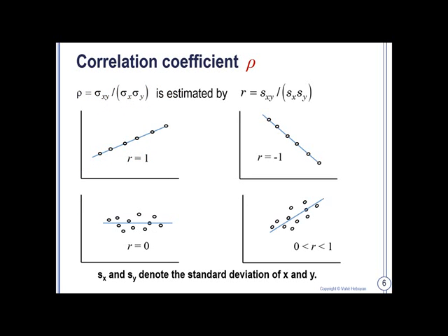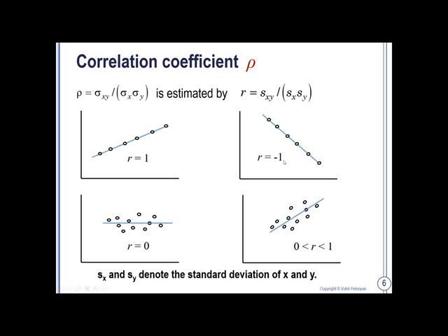This slide provides a graphical illustration of the coefficients. On the upper left, this is where the coefficient is equal to 1. You can see an upward trend signifying a positive correlation. As one variable increases, going from left to right, the other variable increases too, going from the bottom to the top. This is a perfect positive correlation, because you can see all the observations are lined up on the same line.